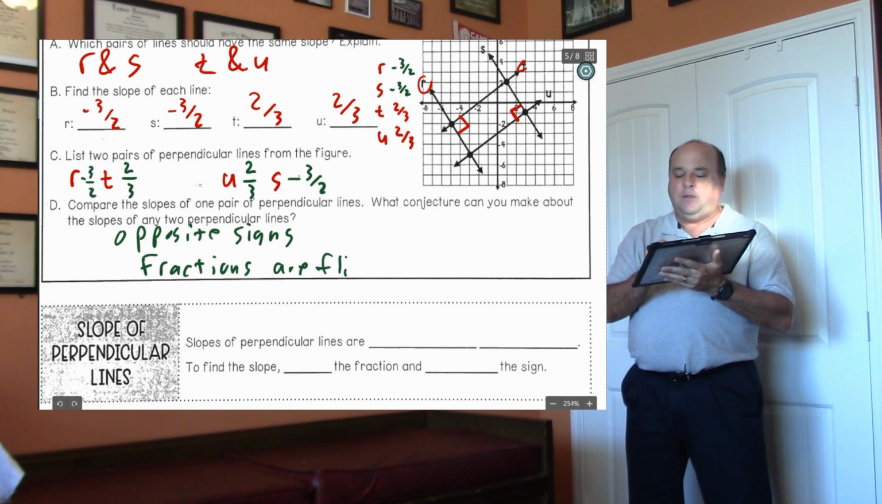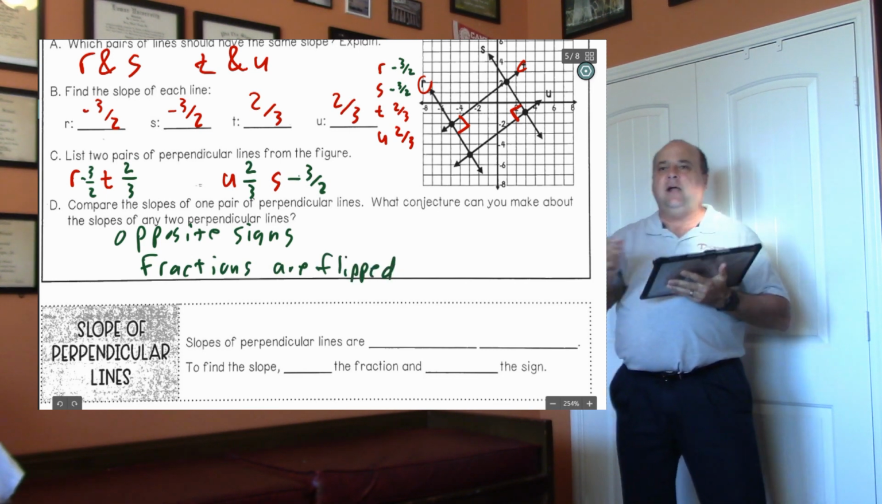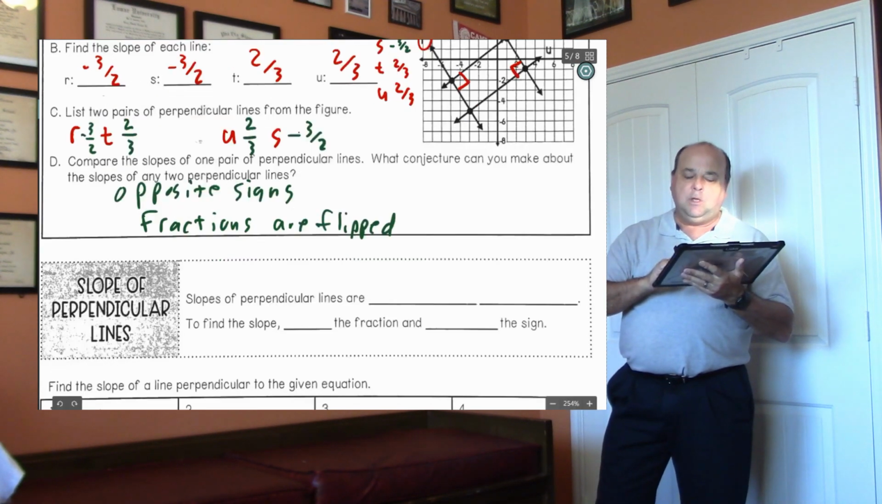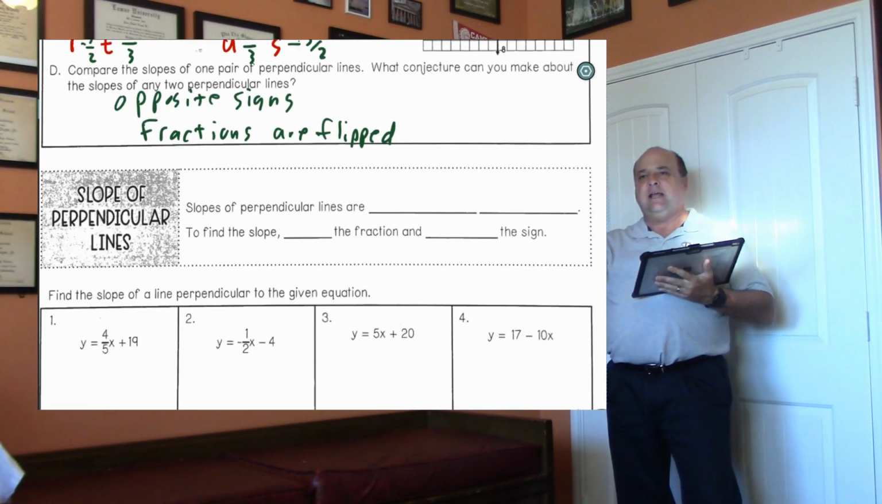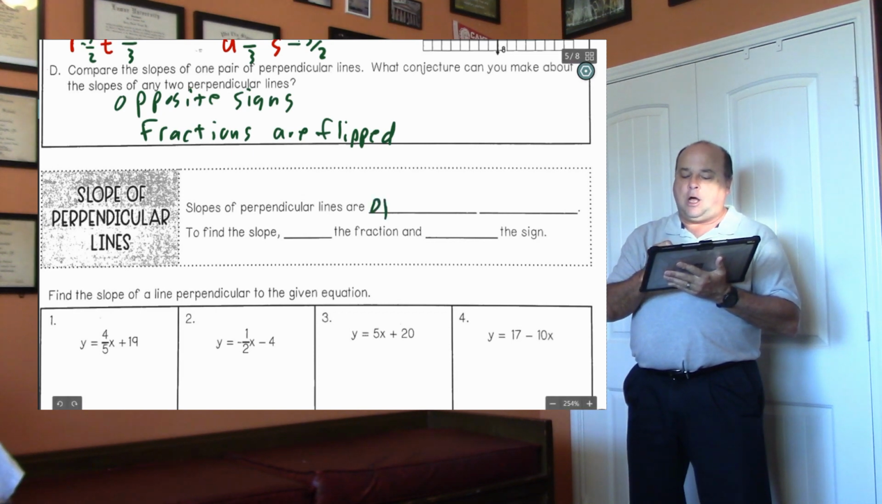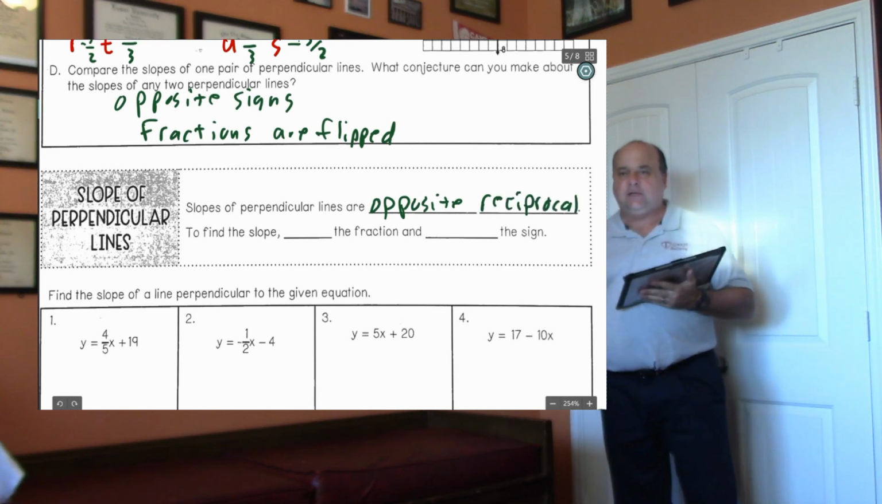And we're going to talk about what that means in a minute. So the fractions are flipped and the signs are opposites, okay? So go down here. This is how you would word this. Slopes of perpendicular lines are opposite reciprocals. That is how you word this, okay? Reciprocal means you flip a fraction.